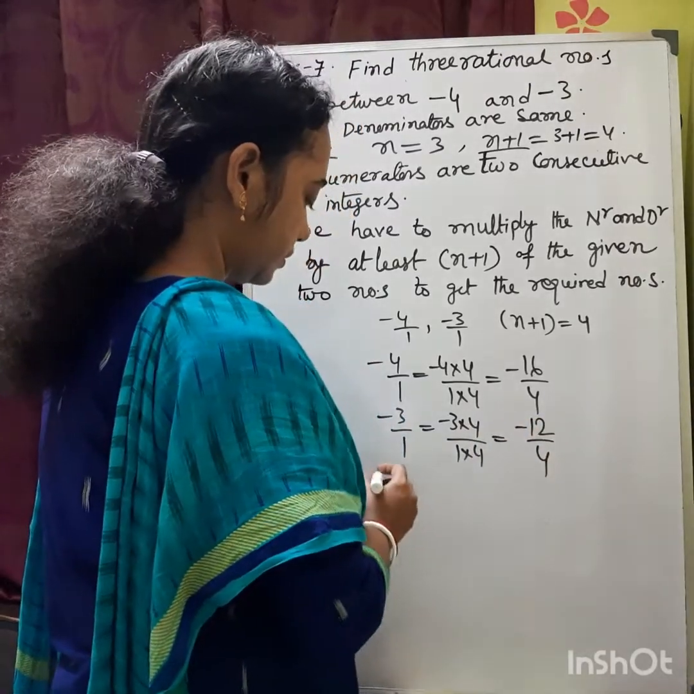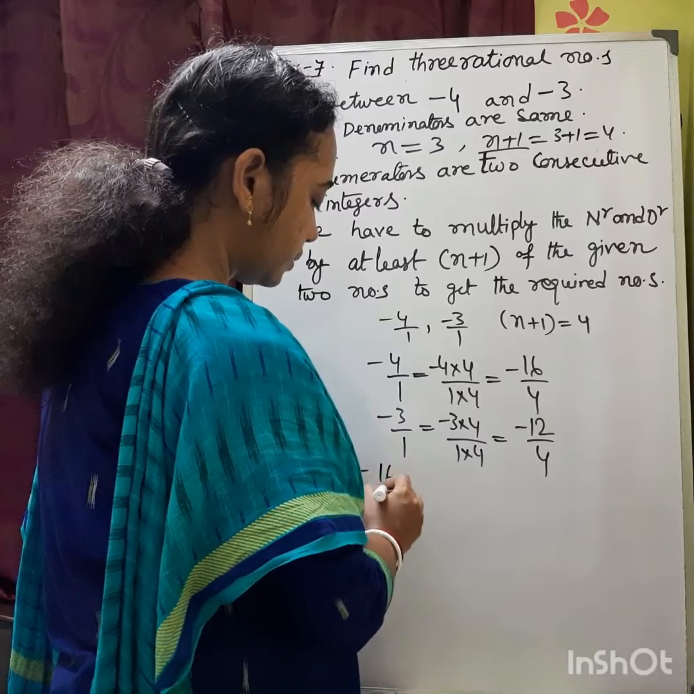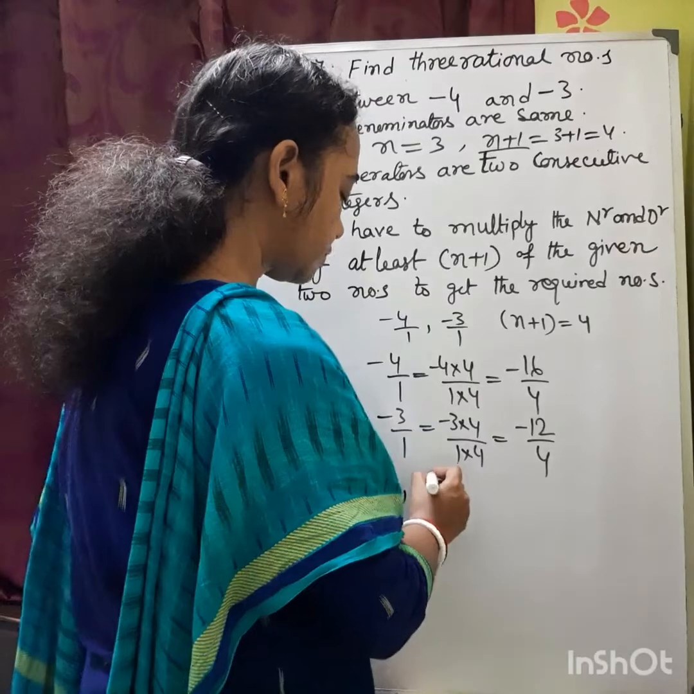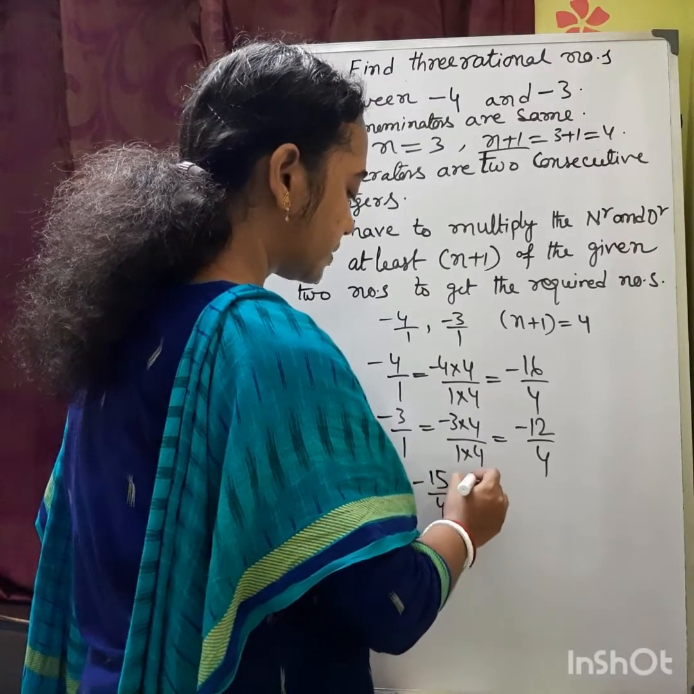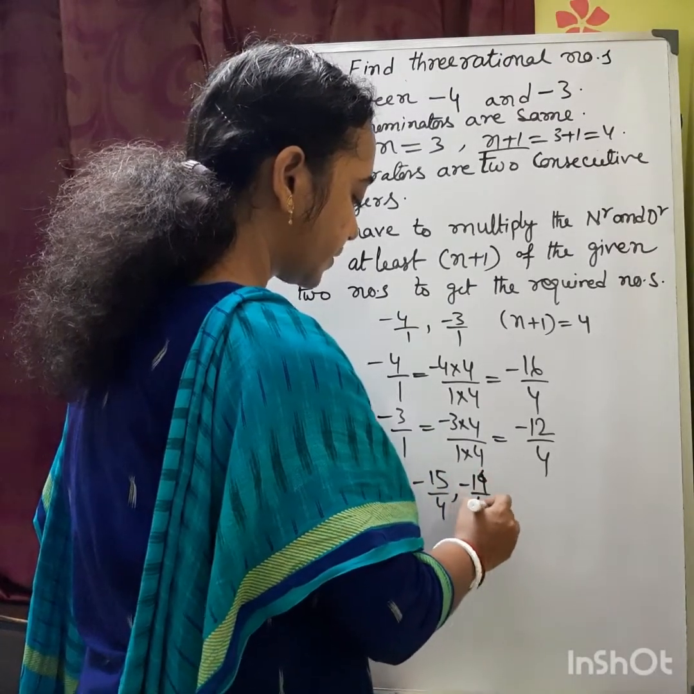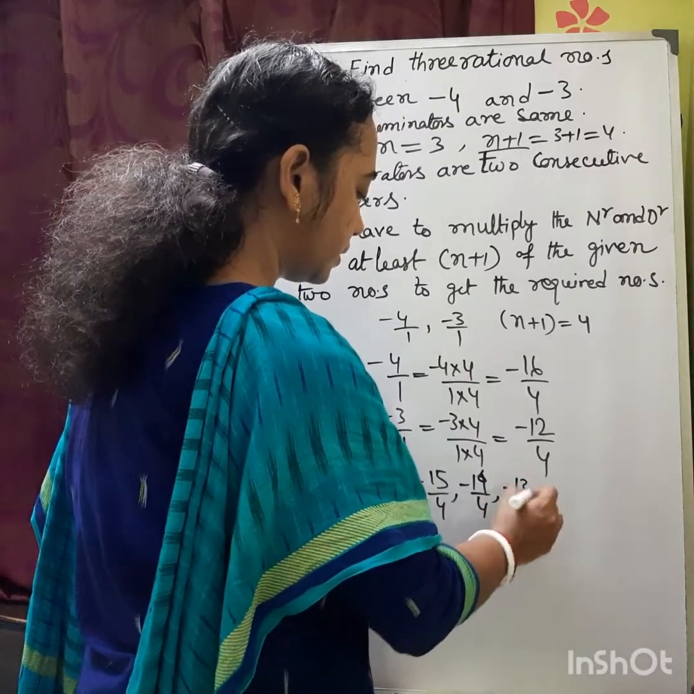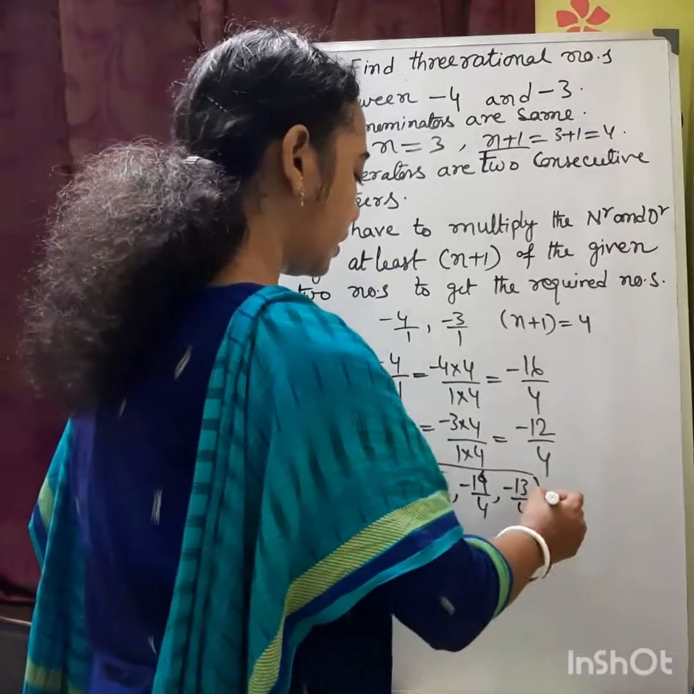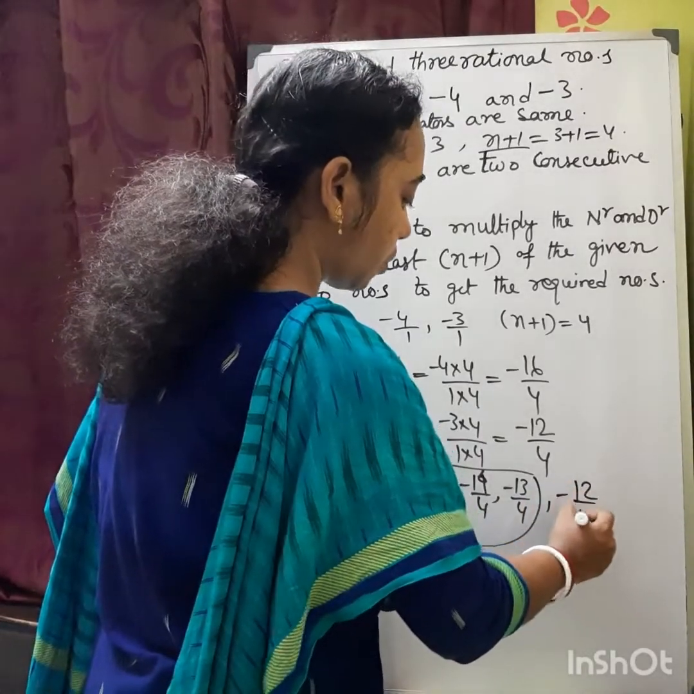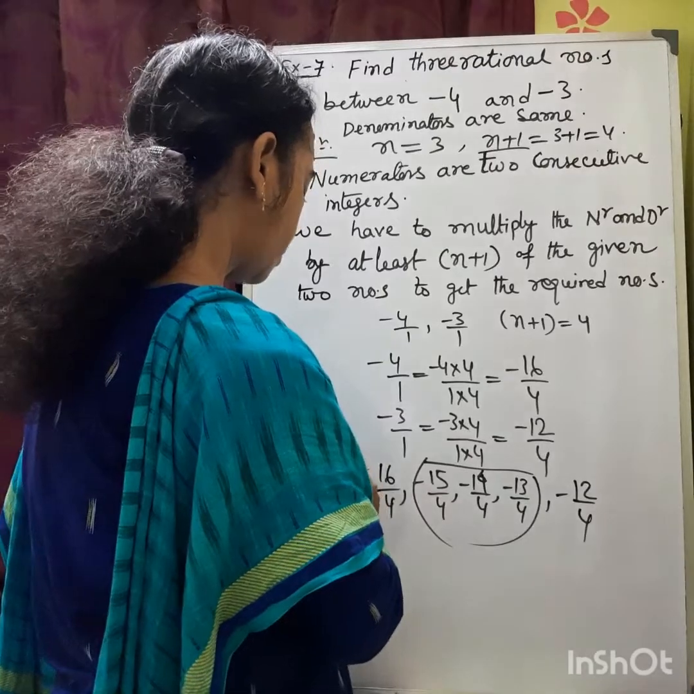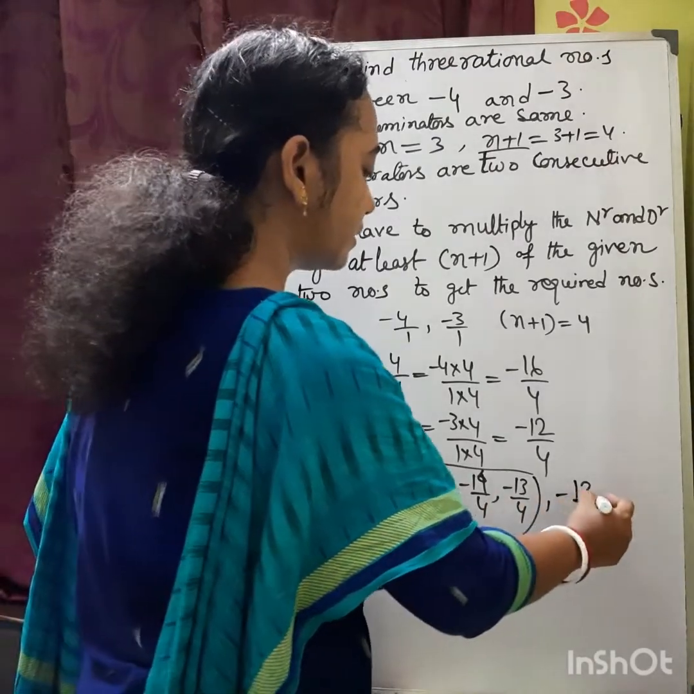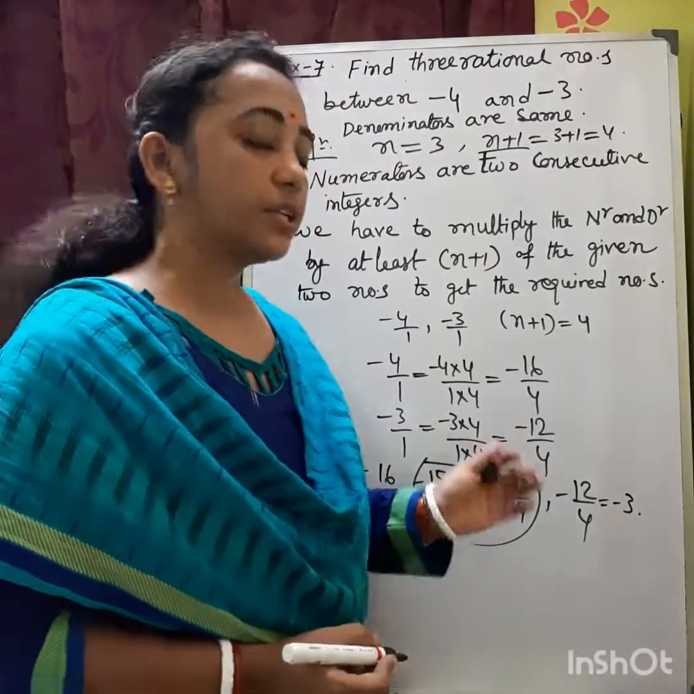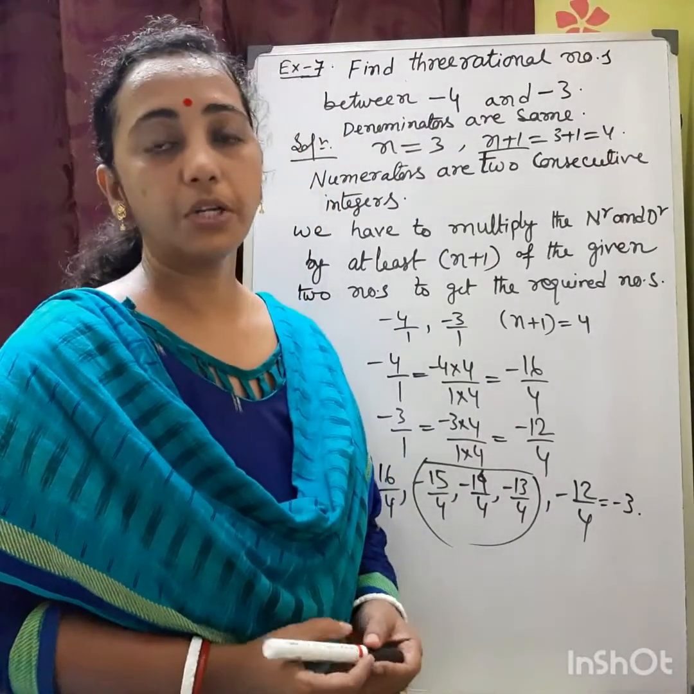So here the smaller rational number is minus 16 by 4. After that we can easily write the three rational numbers, that is minus 15 by 4, then minus 14 by 4, then minus 13 by 4. These are the required three rational numbers between minus 16 by 4 and minus 12 by 4, or we can say minus 4 and minus 3. So in this way you can try some questions which are given in your book.